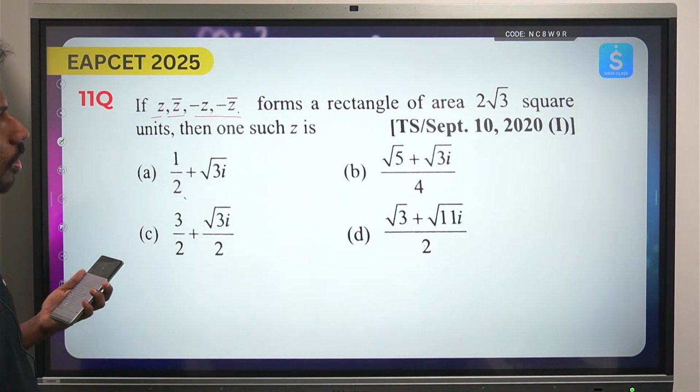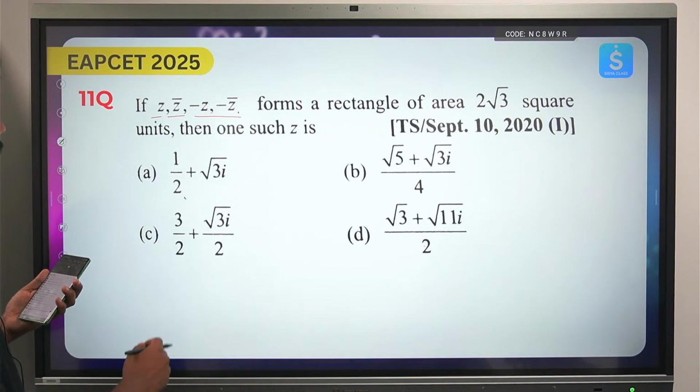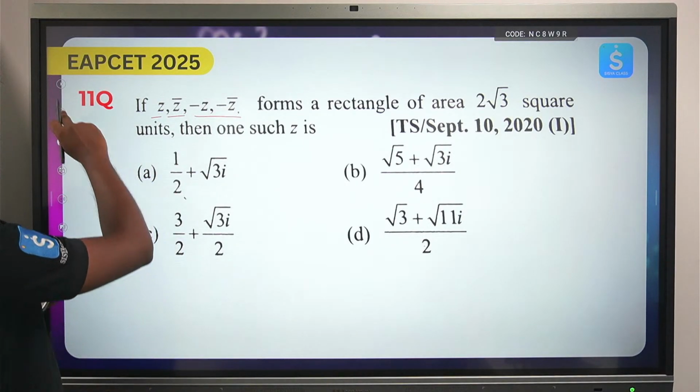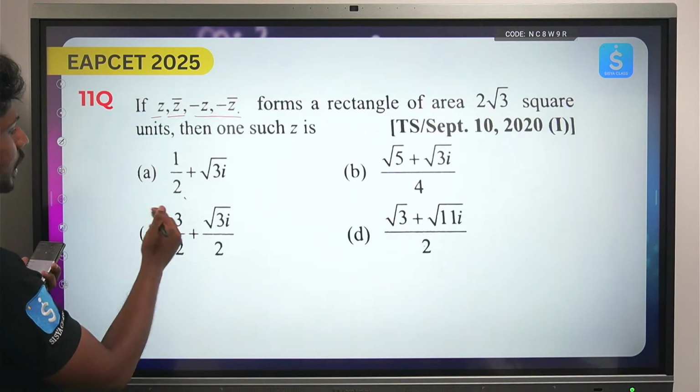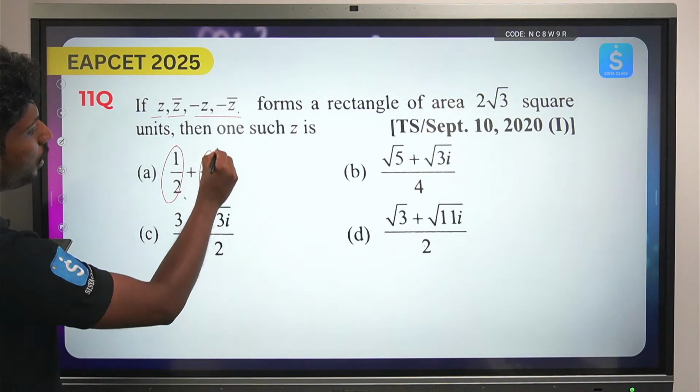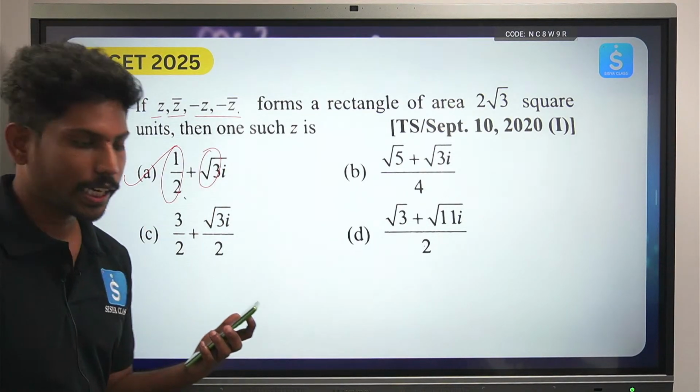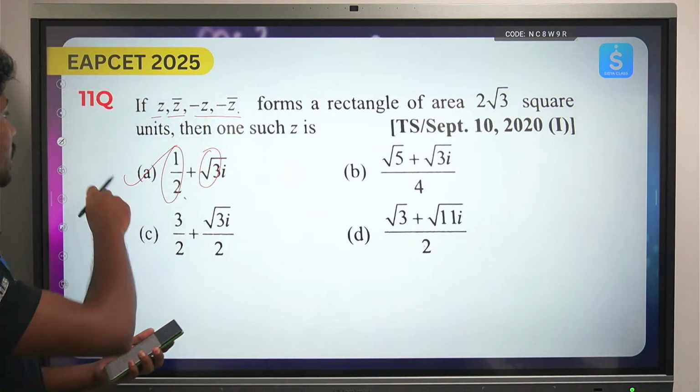Now just verify the options which satisfy this. If you multiply both the x and y coordinates, you should be getting root 3 by 2. See the first option, 1 by 2 into root 3, that is root 3 by 2. Is it clear to everyone? I hope you're following this lecture.